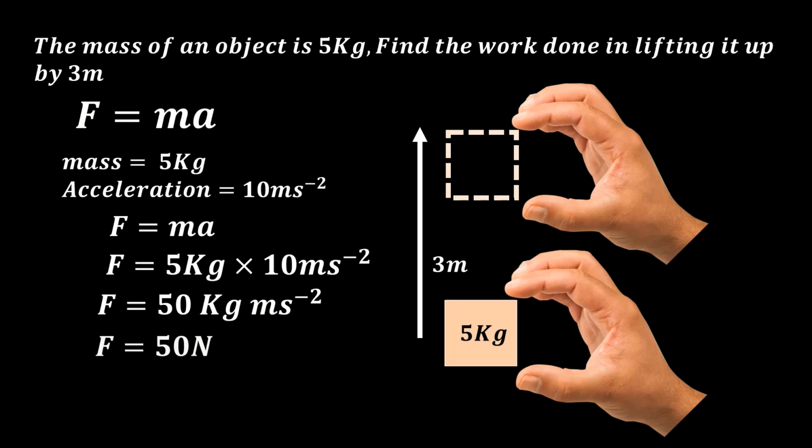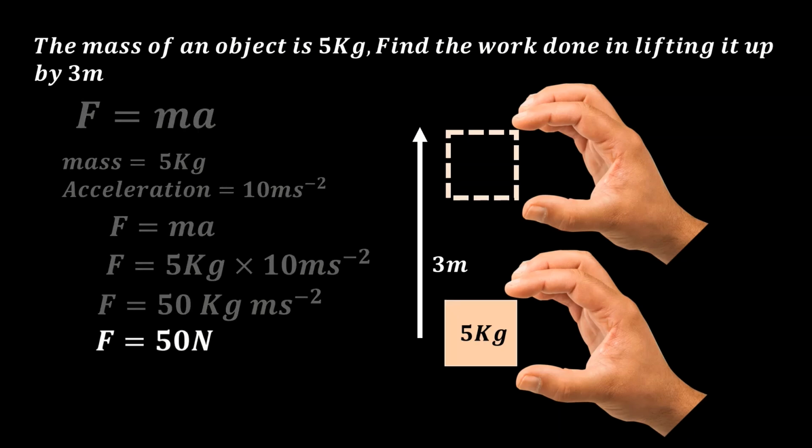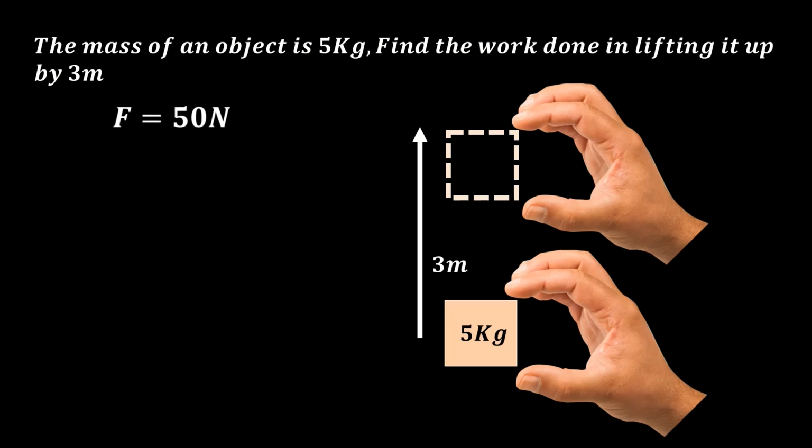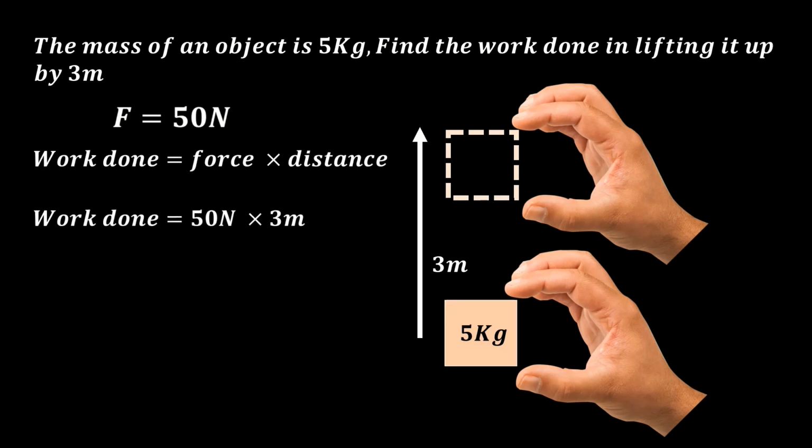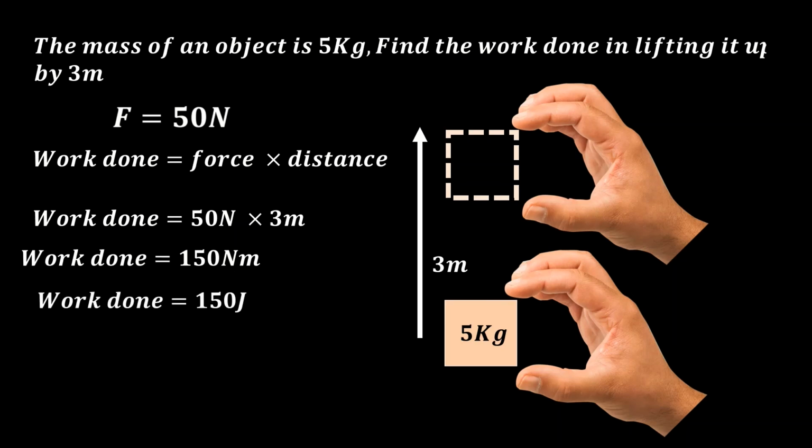So now it's easy. Let's find the work done. Work done is equal to force applied times distance moved. 50 newtons times 3 meters, which is 150 Newton meters, which is 150 joules. So that's how you calculate work done.